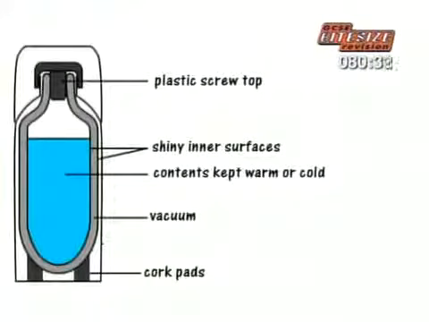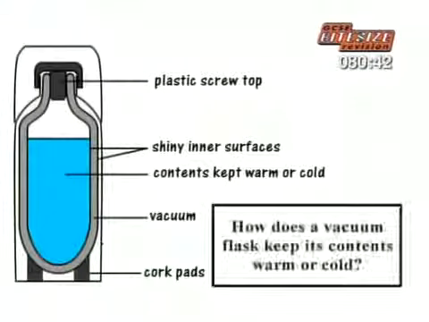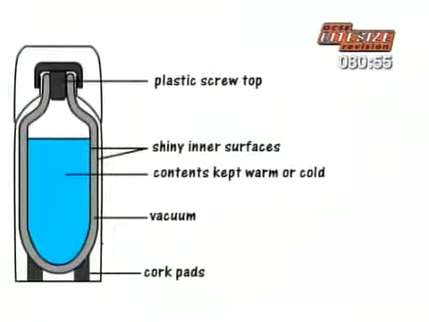This is a cross-section of a vacuum flask. It can keep things inside it cool or hot, so it's designed to stop heat escaping from or getting into the flask. Use what you know about how heat travels to work out how it works. Well, heat can travel in three ways: by conduction, by convection, and by radiation, and a vacuum flask uses several tricks to stop all three.